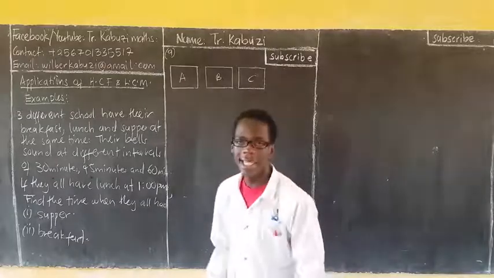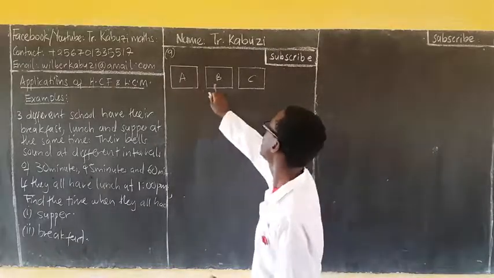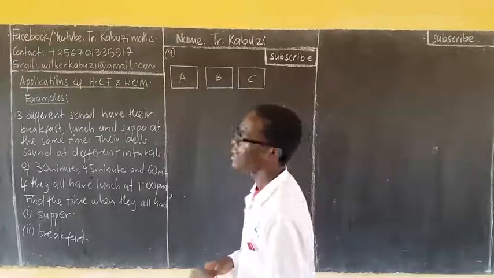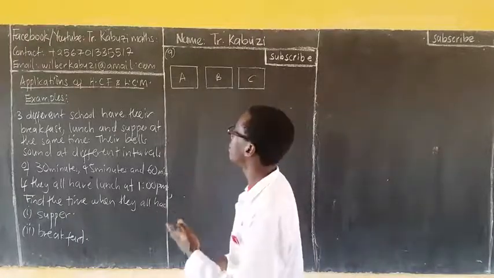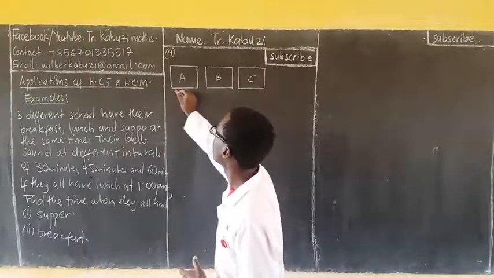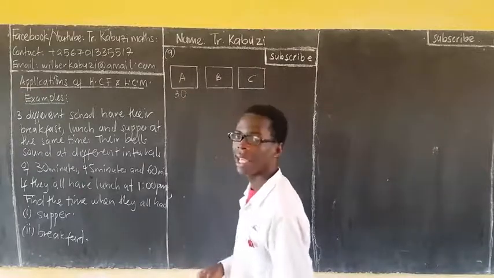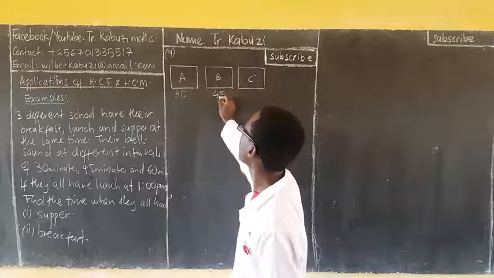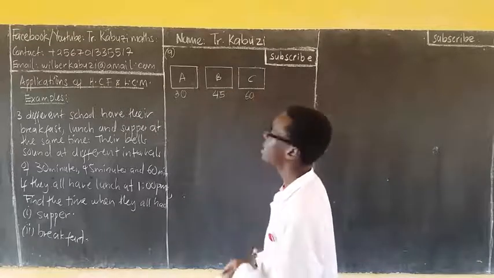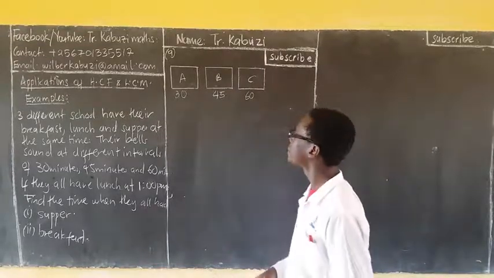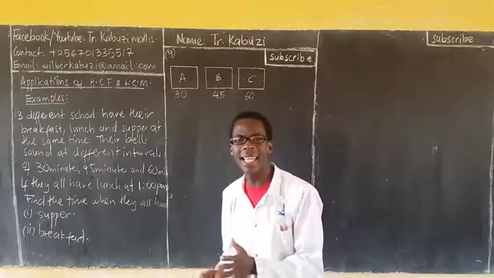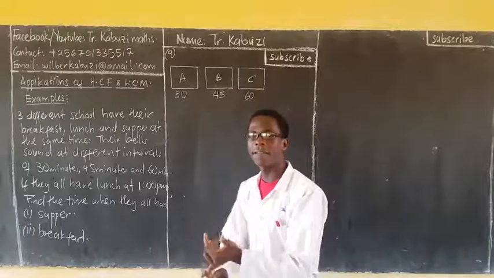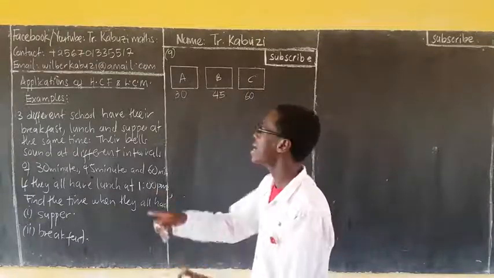So, assuming these schools are A, B and C. In these different schools, the bell is sounded. In school A, it sounds every 30 minutes, then this one is 45, and in this one the bell is sounded every hour. They are telling us that all these three schools have their breakfast, their lunchtime, and their supper at the same time.